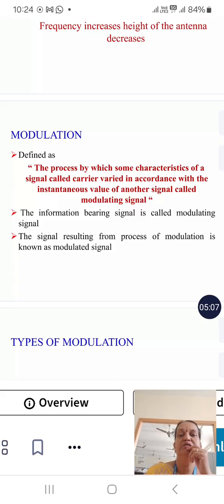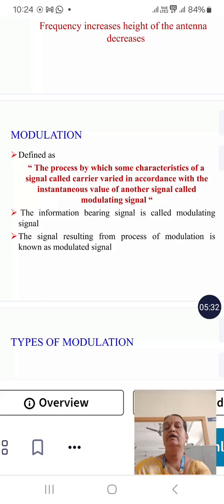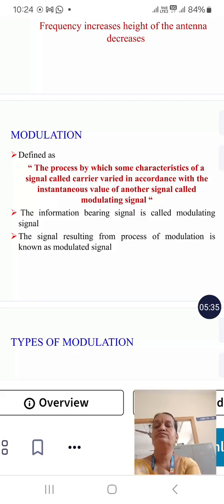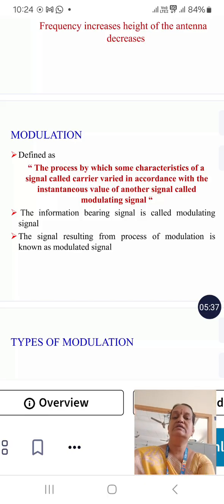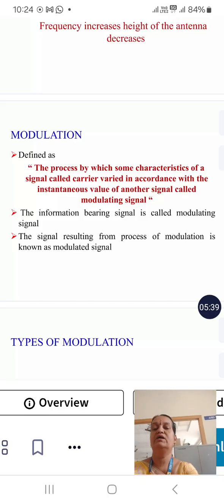The definition of modulation is the process by which some characteristic of a signal, called the carrier, such as amplitude or frequency, is varied in accordance with the instantaneous value of another signal, called the modulating signal. In short, we have two signals. One is our information signal, called the modulating signal, and the other is the carrier signal, which is used to transfer our frequencies to a very high value.